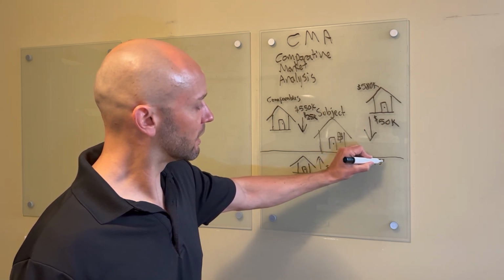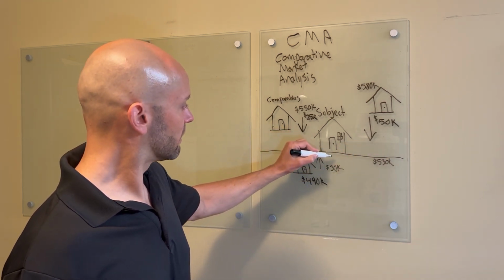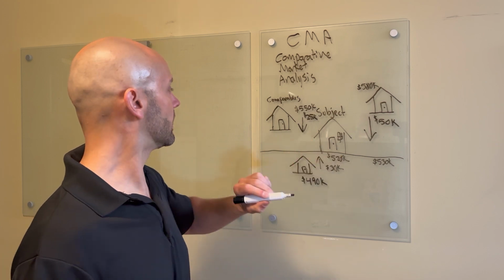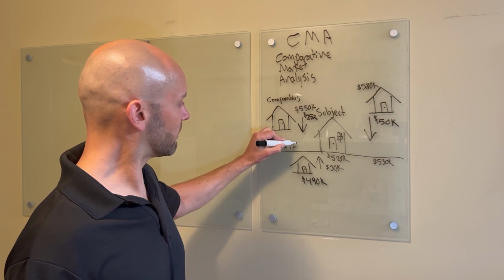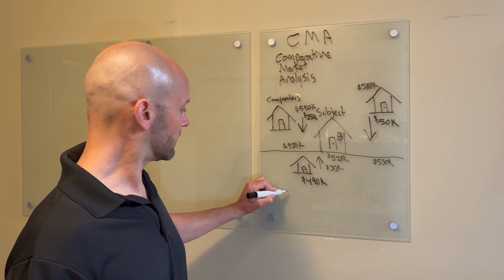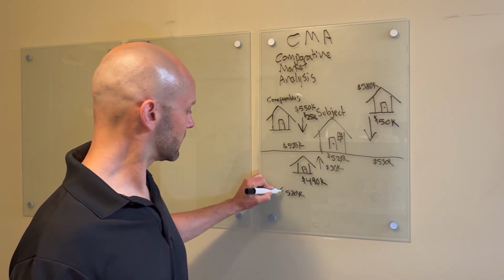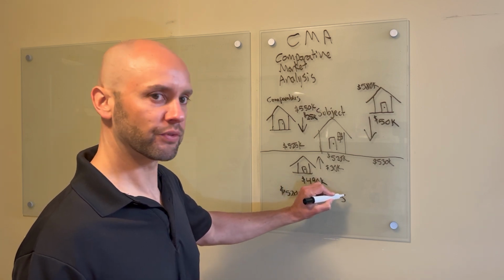So what does that give us on our subject property line? We've got 530 grand over here, 520 grand over here, and 525,000 on this end. So it gives us a scale of 520,000 to 530,000.